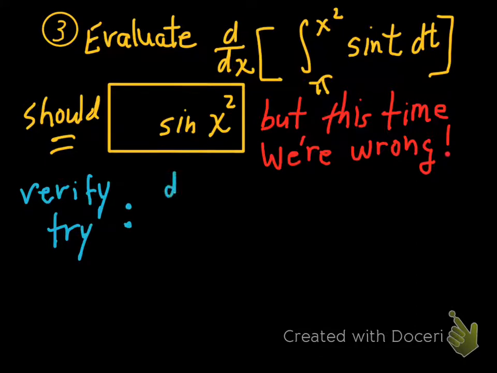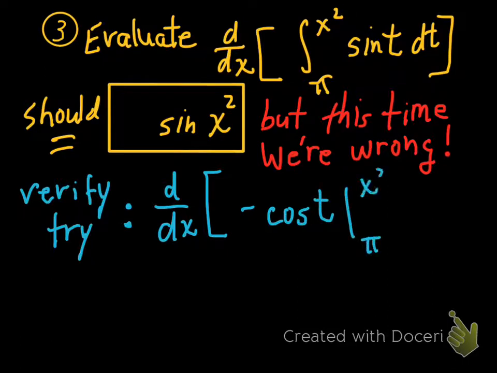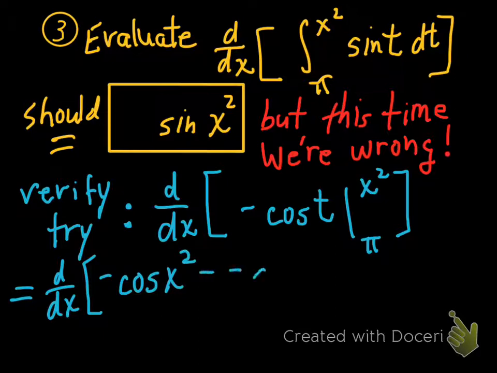Our verification try. We're going to differentiate, and we integrate immediately the sine of t. And I know that the integral of sine is negative cosine. We're going to evaluate that from pi to x squared. So I put in the upper limit first, minus, put in the lower limit second. Work should look like this. We're going to differentiate negative cosine x squared minus negative cosine pi. Again, a result of putting in the upper limit first, subtract the lower limit second.